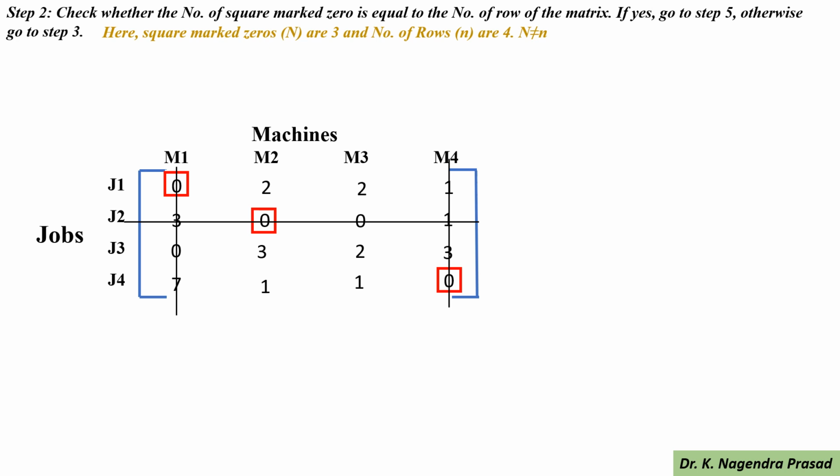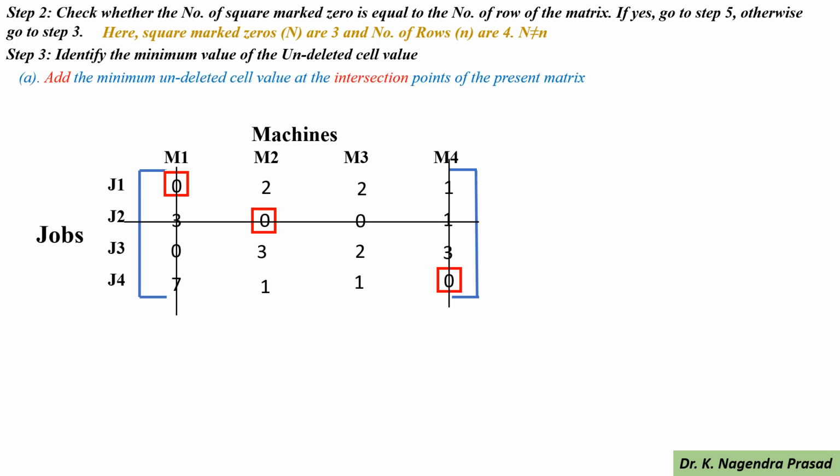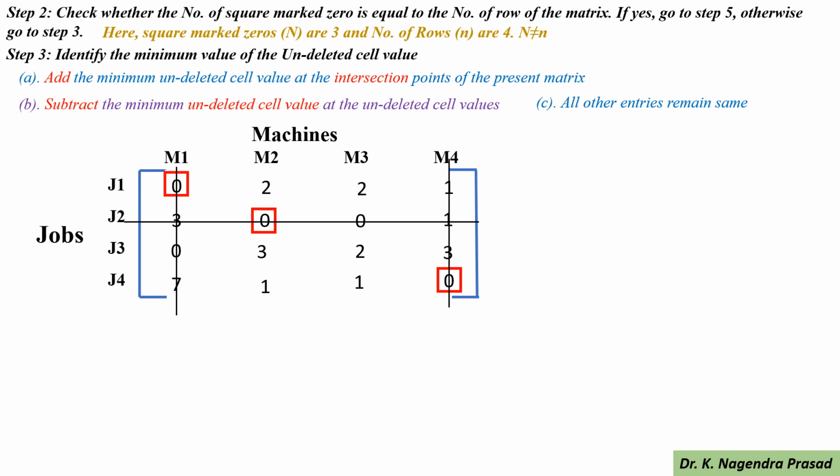Then I have to go for step 3. Step 3 is to identify the minimum value of the undeleted cell values. Then add the minimum undeleted cell value at the intersection points of the present matrix and subtract the minimum undeleted cell value from the undeleted cell values.